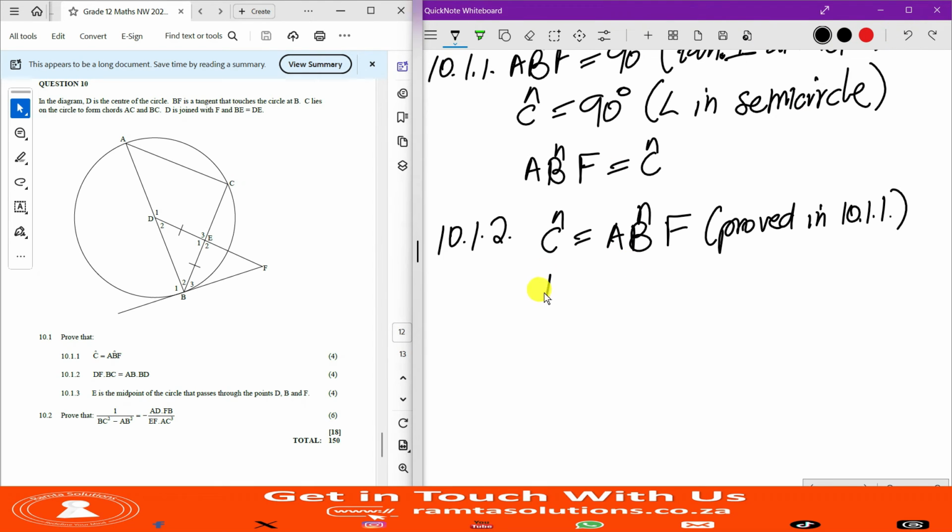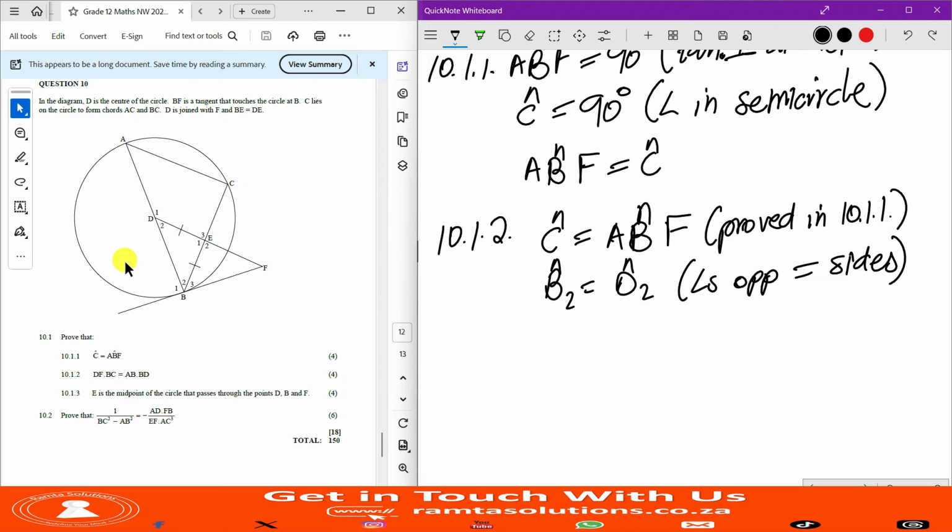So I'll say angle B2 is equal to, hear me out, angle D2, right? What is that? Is equal to angle D2. Why? Because these are angles opposite equal sides, right? For it is given that BE is equal to DE.